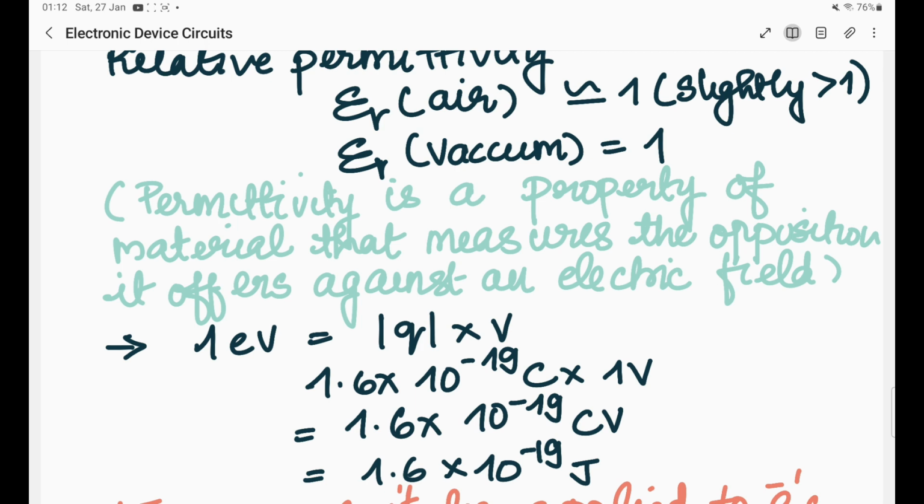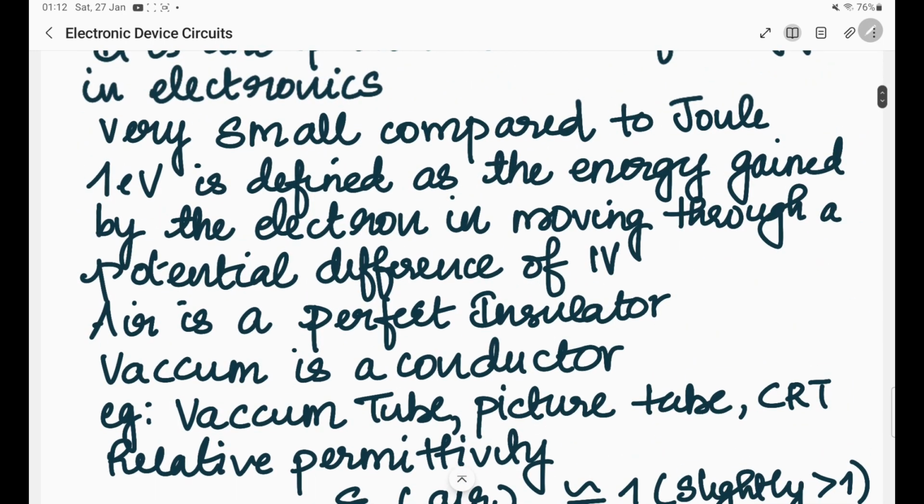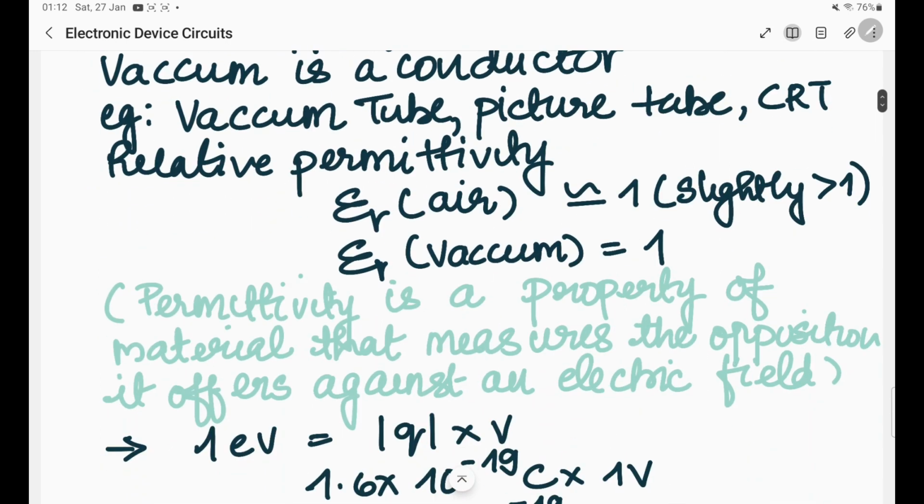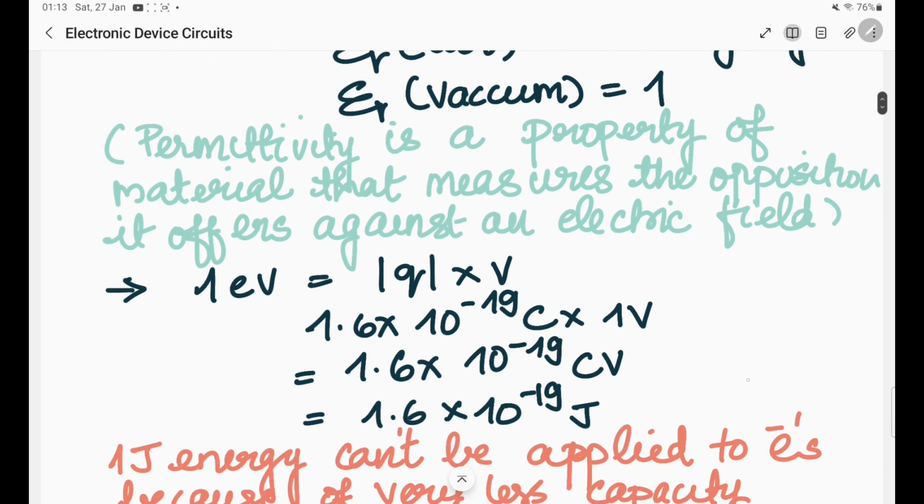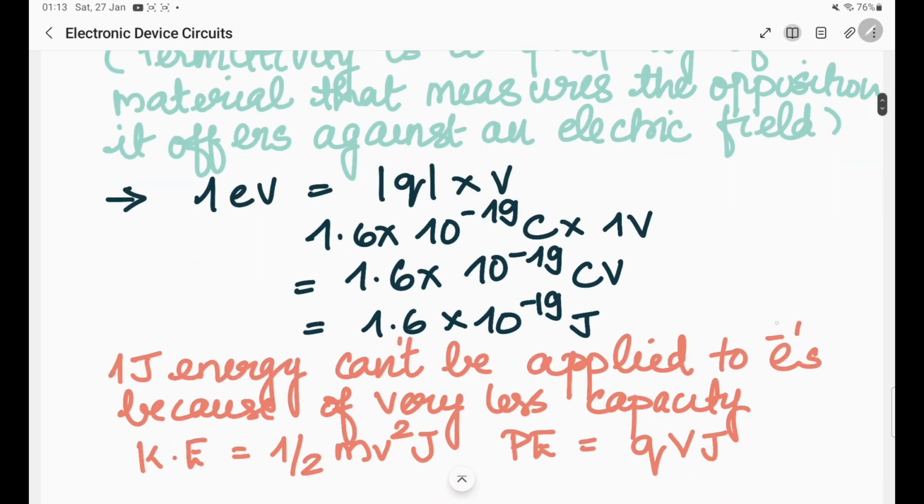So how do you convert? In the earlier Boltzmann constant equation, you just saw it directly written, but how did you convert 1 electron volt into joule? 1 electron volt is defined as the energy gained by the electron in moving through a potential difference of 1 volt. So Q into V. What was Q? Charge. 1.6 into 10 raised to minus 19 coulomb into 1 volt, which is equal to 1.6 into 10 raised to minus 19 coulomb volt, or you can say joule.